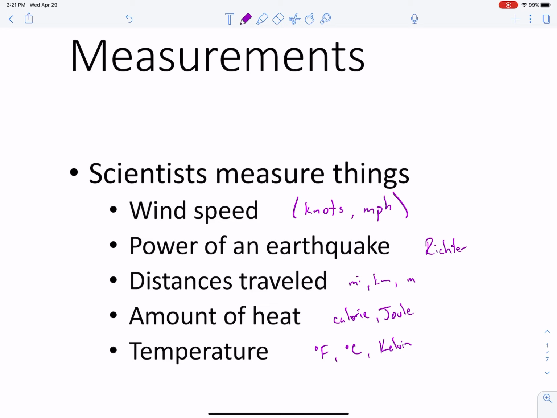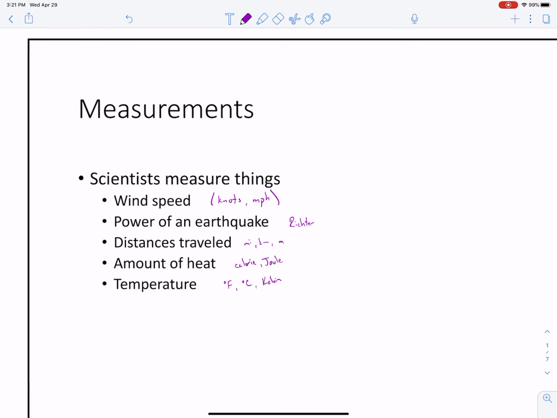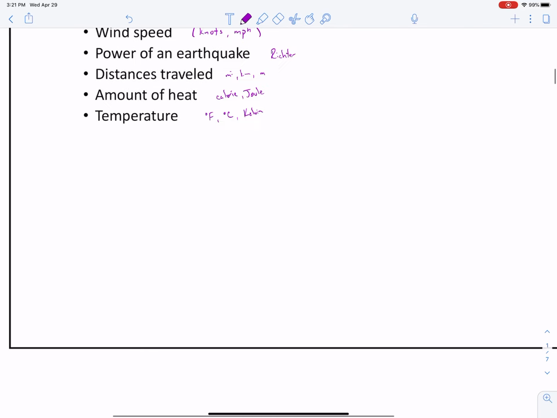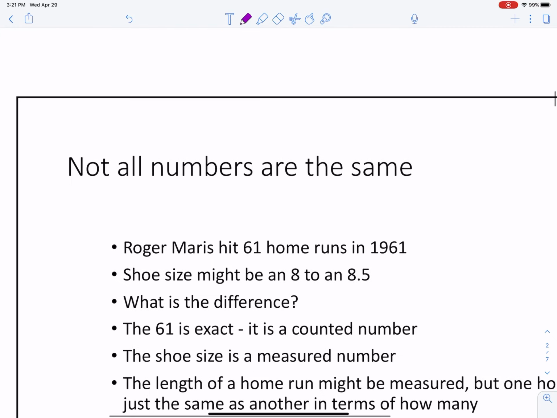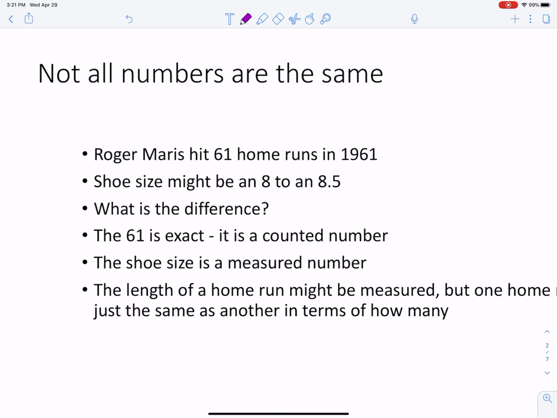So we measure things, and we've got to keep up with these things that we measure, and there's all sorts of ways to do this. Now, the mathematical tools that we're going to be looking at involve how you convert something, for instance, from miles to kilometers, or from kilometers to miles. We also need to understand that not all numbers are the same.